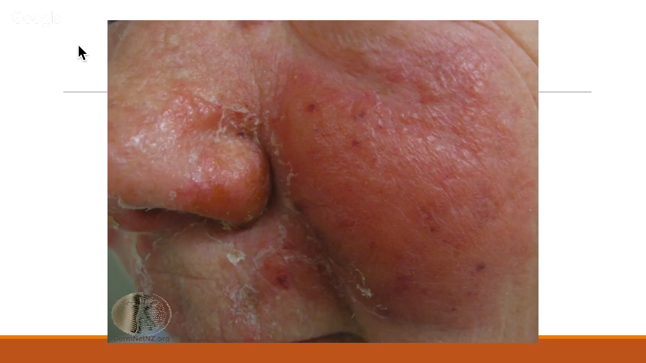So the location is important here. So it's commonly on the face. And the other thing is that a buzzword is butterfly rash, not lupus though, and it's well demarcated. So those are the buzzwords. It's also more superficial than cellulitis, affecting the dermis. So this is erysipelas.